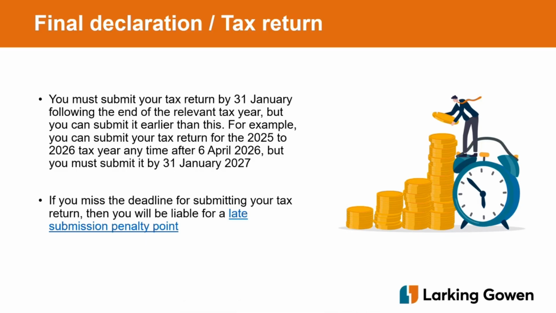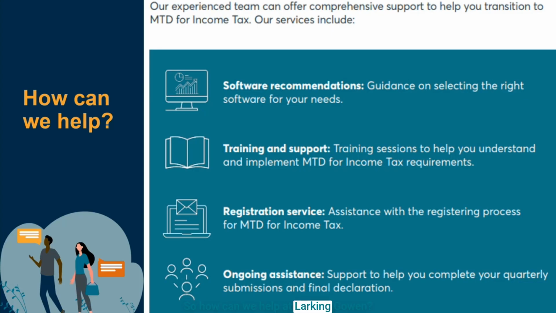Thanks, Martin. So how can we help at Larking Gowen? We have an experienced team who understand the rules for Making Tax Digital for income tax and can advise when individuals fall into the requirements. We can provide software recommendations for helping you get the right software for your needs. And following that, we can also give training and support on the software to assist with your record keeping. If you need help with registering for Making Tax Digital for income tax, we can assist with the process together with offering final declaration assistance as well.